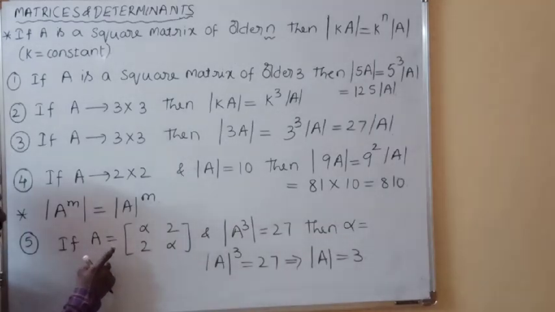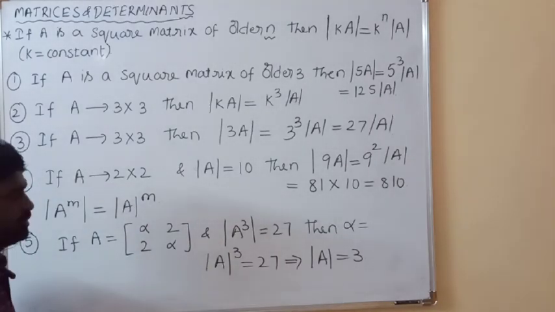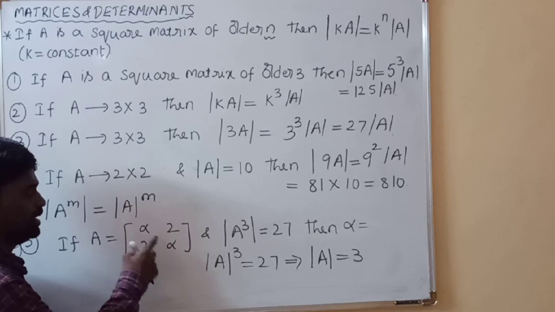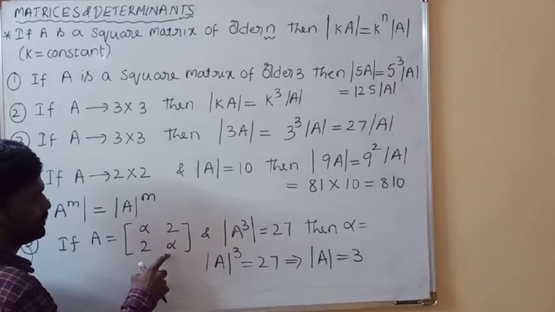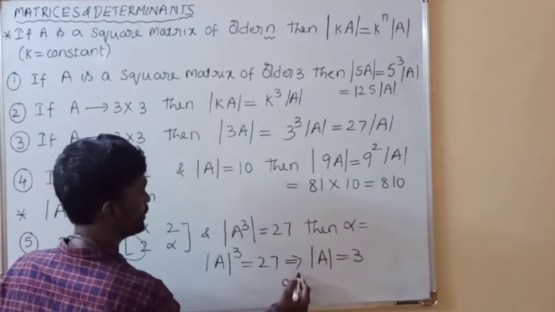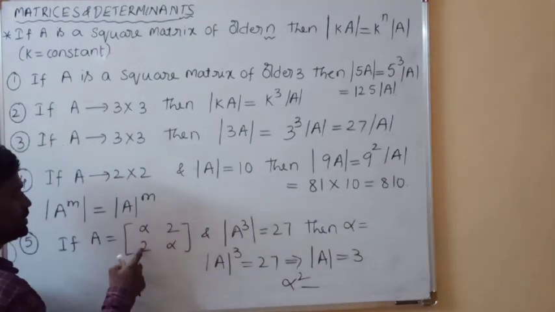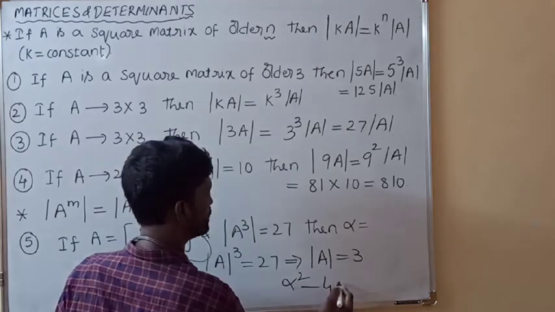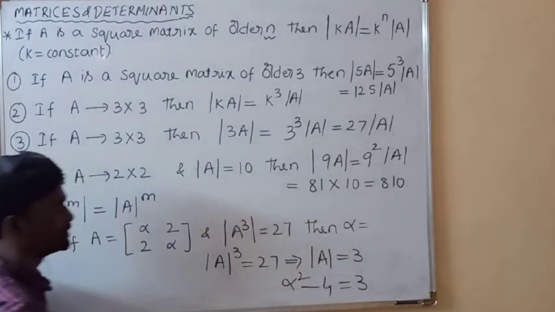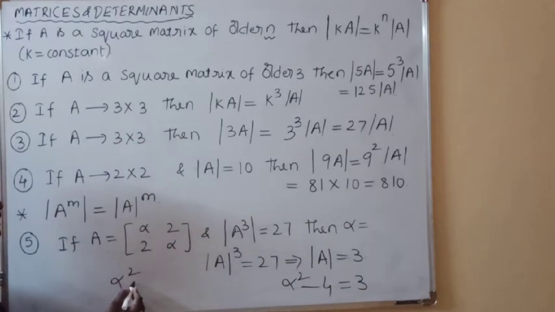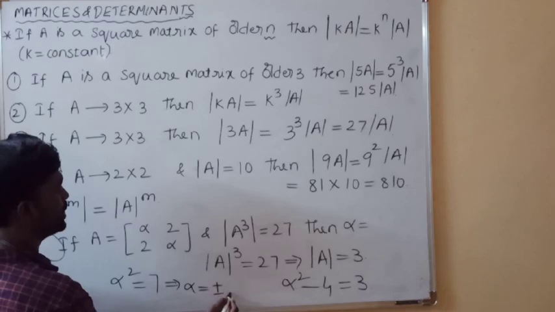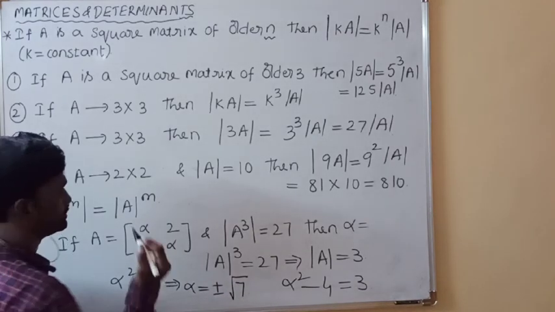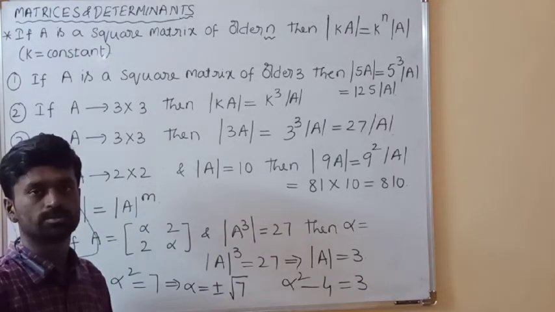So this is the given matrix A. What is the determinant of A? Cross multiplication only, AD minus BC. So the determinant of A is alpha square minus 2 into 2, 4, is equal to 3. That means alpha square is equal to 3 plus 4, 7. So alpha square is 7 means alpha is equal to plus or minus root 7. So that was the answer.